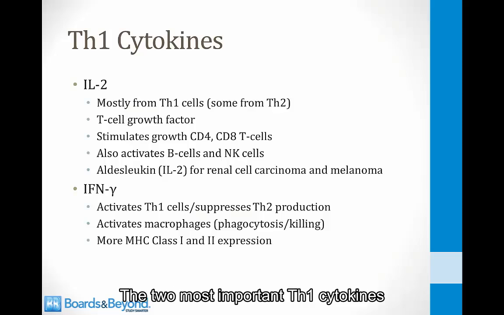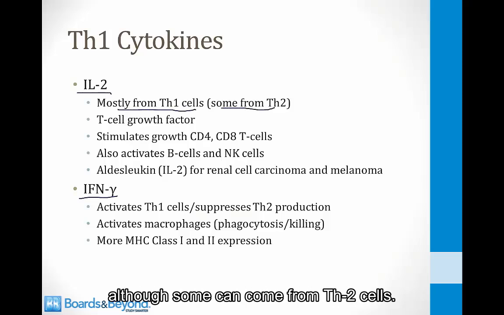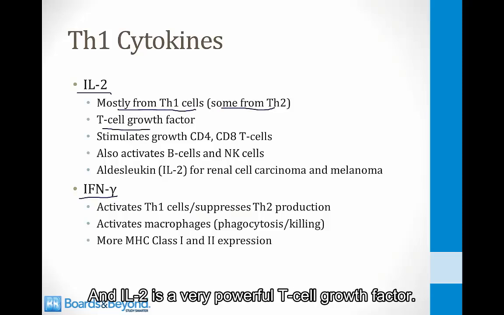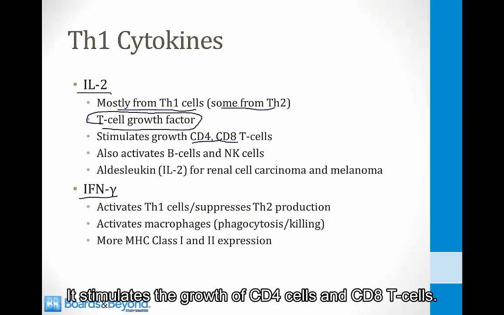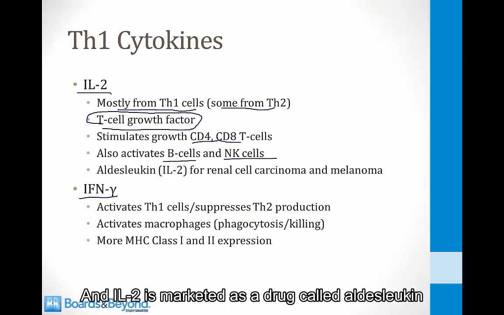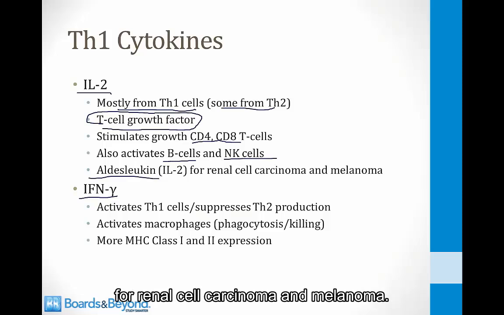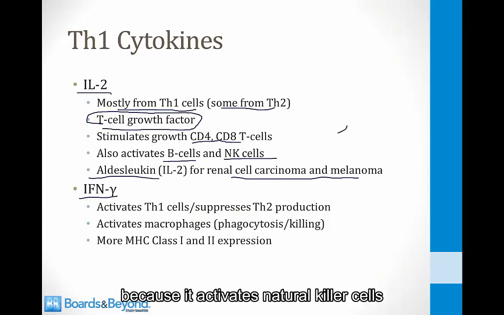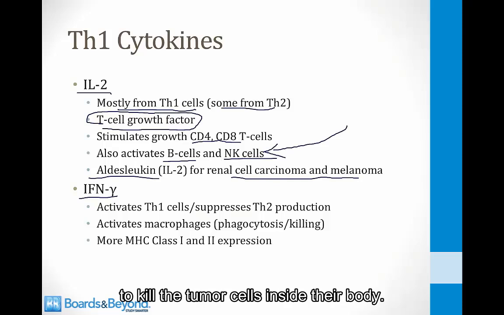The two most important Th1 cytokines are IL-2 and interferon gamma. IL-2 comes mostly from Th1 cells, although some can come from Th2 cells. And IL-2 is a very powerful T cell growth factor. It stimulates the growth of CD4 cells and CD8 T cells. It also activates B cells and natural killer cells. And IL-2 is marketed as a drug called aldesleukin for renal cell carcinoma and melanoma. Some patients respond to this drug because it activates natural killer cells to kill the tumor cells inside their body.